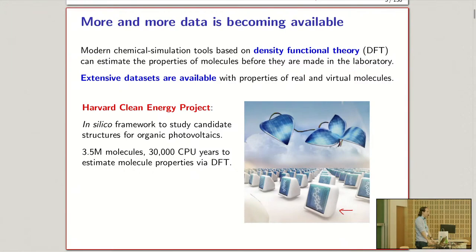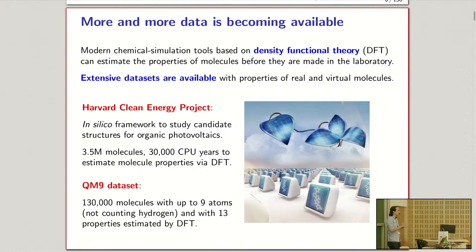There is another very well-known data set, which is QM9. QM9 is a data set that contains all the possible molecules with 9 heavy atoms. And they have obtained estimates of the properties of these molecules by running these simulations. And there is plenty of data. And like this, there are many other data sets now available in this area.